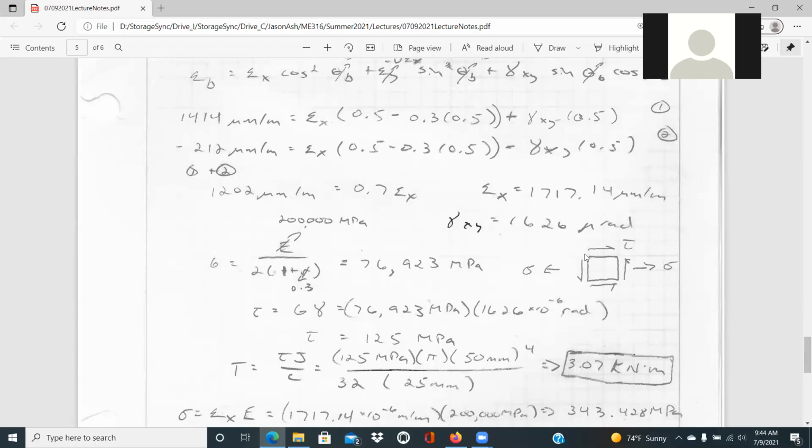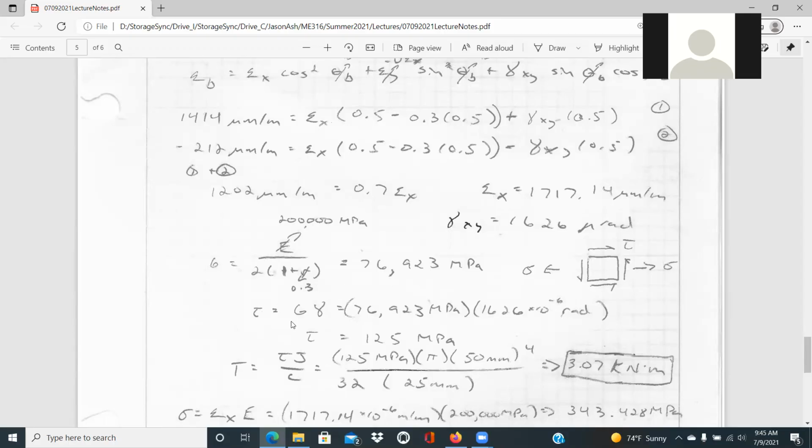Let's see, we'll do the torque portion first. Looking at that stress element, then we have a stress in the axial direction and then a shear stress acting on that. And so that's what our stress element would look like. We know the Young's modulus and Poisson's ratio. And so with that, we can estimate what the shear modulus is, E over the quantity 2 times 1 plus nu, would be equal to 76,923 megapascals for the shear modulus.